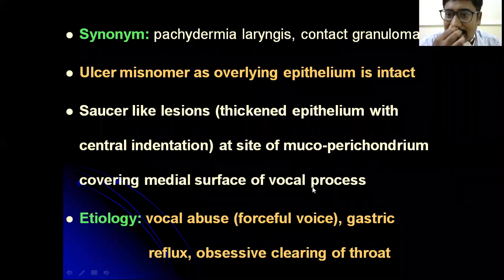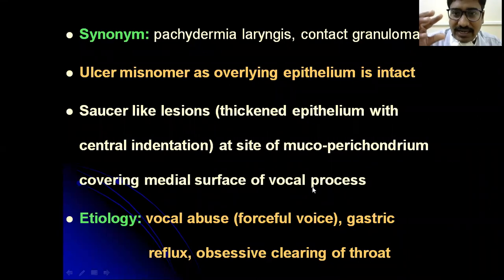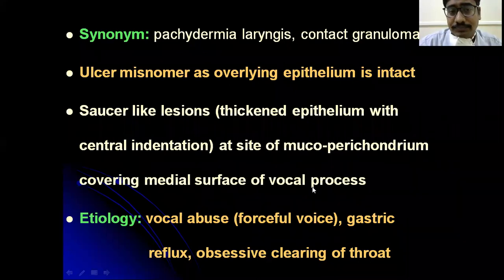So contact ulcer is a thickening of the epithelium. The epithelium forms a granuloma-like structure, a swelling, which is called contact ulcer. It is not a breach. It is epithelial proliferation, or thickening of the epithelium rather than disruption of the epithelium, which is called pachyderma laryngitis. The causes are the same: vocal abuse, gastric reflux. Everything is the same.